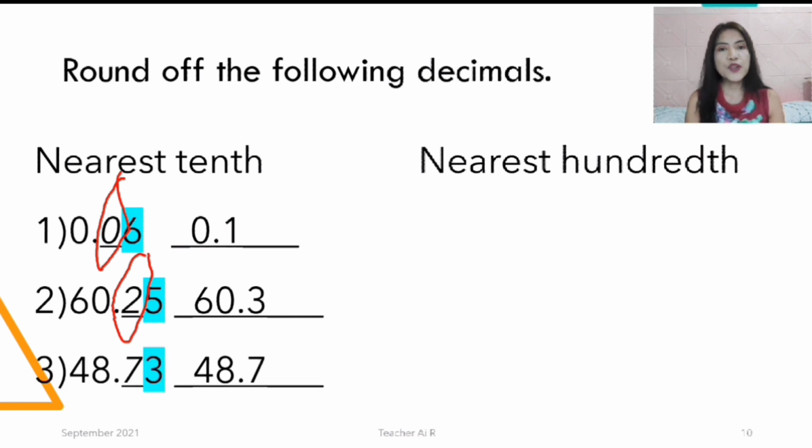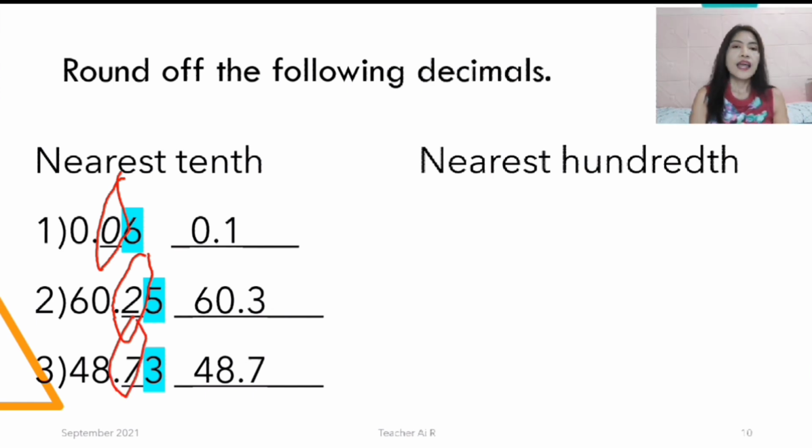Number 3, we have there the number to be rounded off is 7. Your test number is 3. It means retain the number to be rounded off. So do not change the number 7 but drop off the 3. And then copy the other numbers to the left, which is 48. So 48.7 would be the answer.